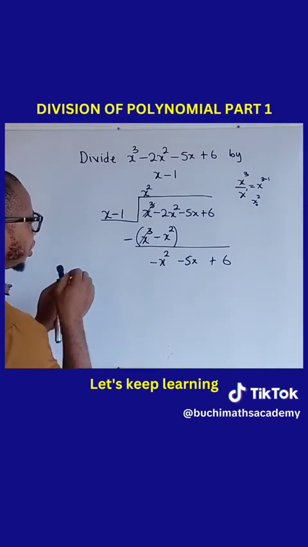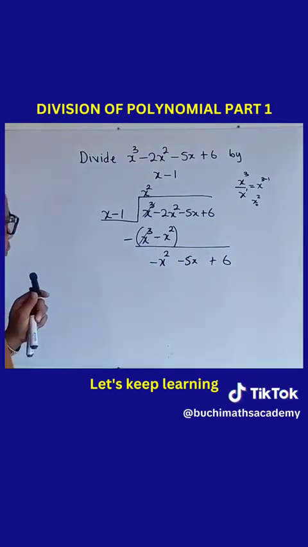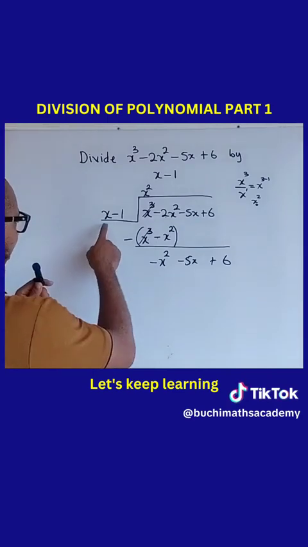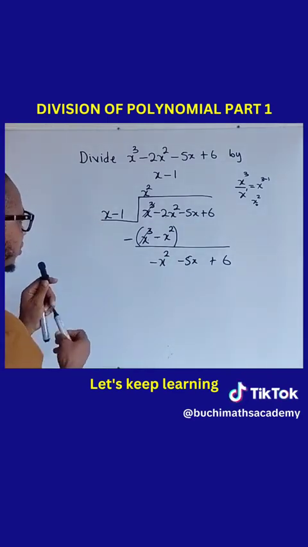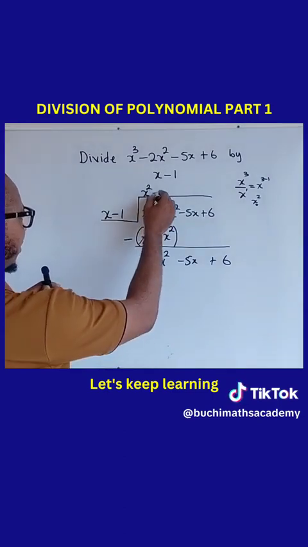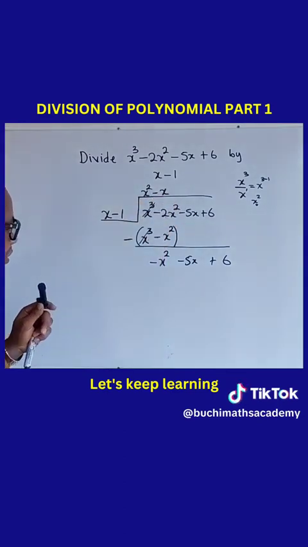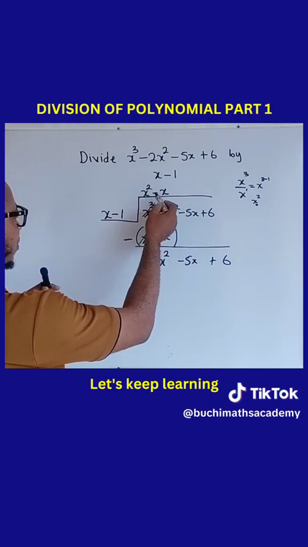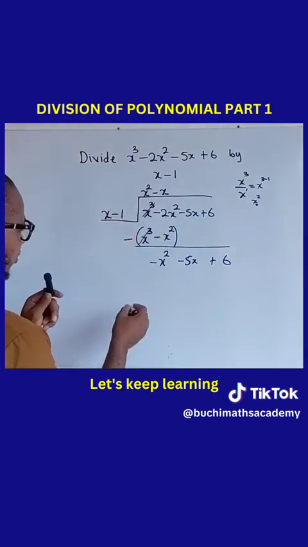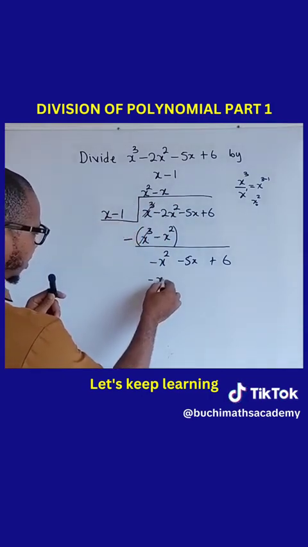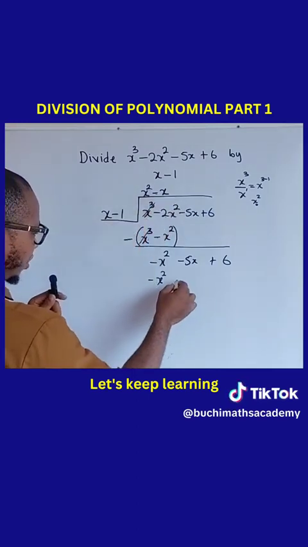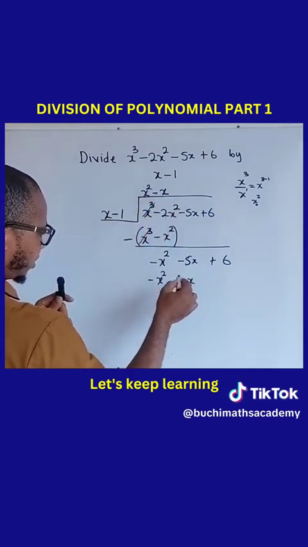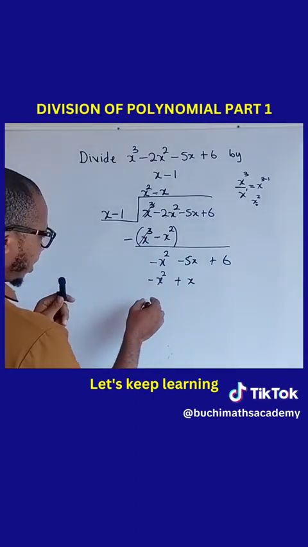We continue with the division again. We divide minus x squared by x to give us minus x. Minus x, we multiply by x to give us minus x squared. Minus x, we multiply by minus 1 to give us plus x, right? We are done with the second stage.